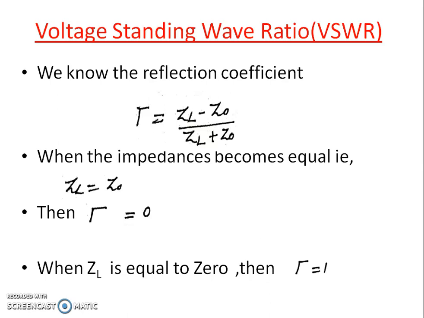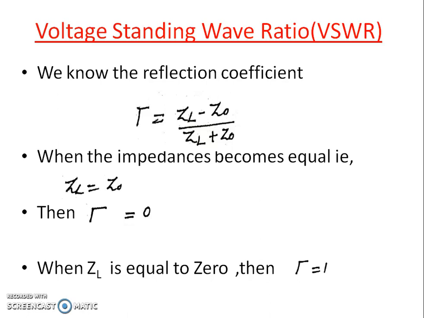So when this impedance, that is ZL, is equal to Z0, then the value of the reflection coefficient gamma will be equal to 0 in this equation. This means that if I send a wave, nothing will reflect back. That is, everything gets absorbed or is flowing in one direction. No wave is reflected back. That is the meaning of the reflection coefficient being equal to 0.